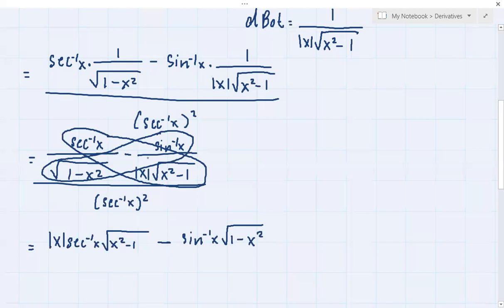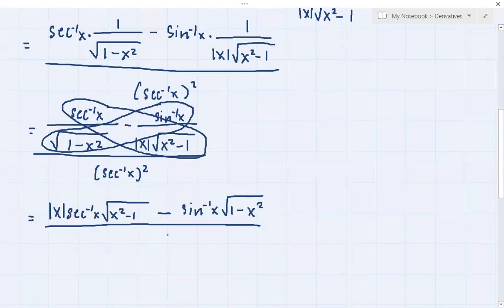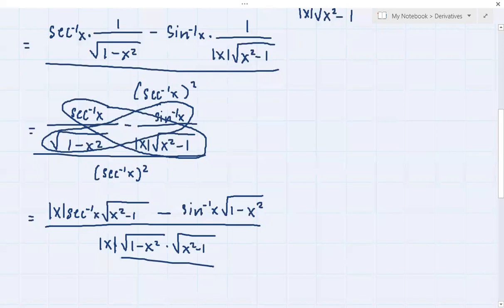Ayan, there we go. Then last but not the least, multiply natin yung denominator nila. Okay? So if you're going to multiply the denominators, magiging ano na to? Absolute value of x times the square root of 1 minus x squared times the square root of x squared minus 1. And you can actually combine these two terms na naka-radical sign or naka-square root.